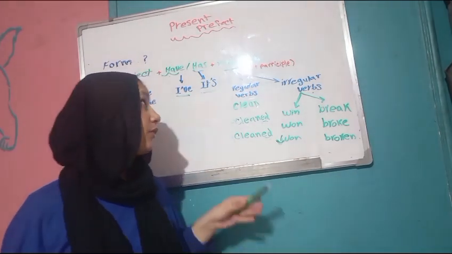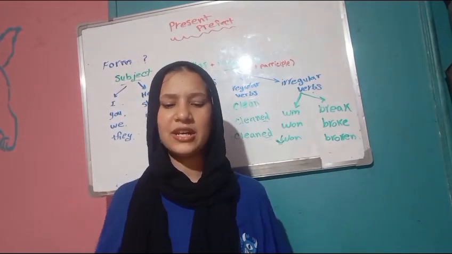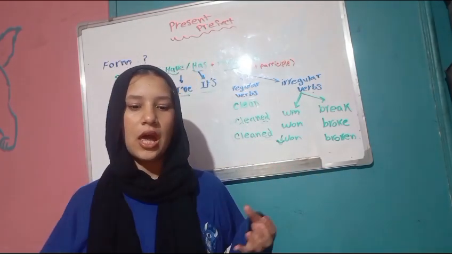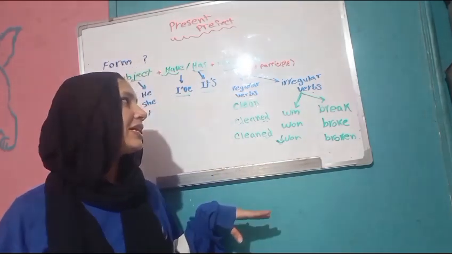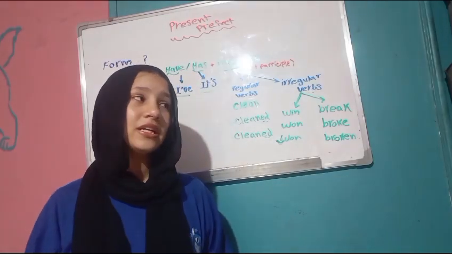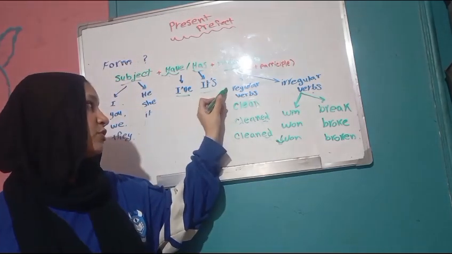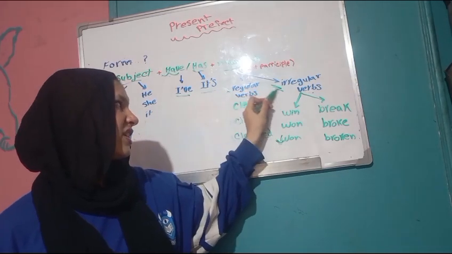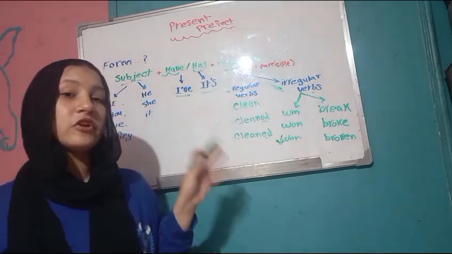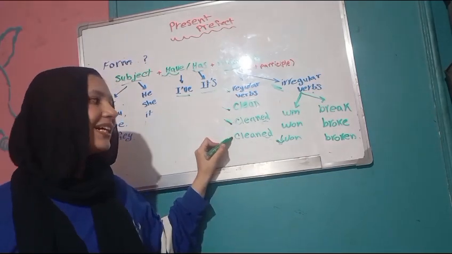So right now, let's learn about the main verb. Actually, when people hear about the main verb, the past participle, they always become afraid and scared. Like, oh my god, it's really hard, but it's not hard. We can simplify it into two parts. The first part is regular verbs, and the other part is irregular verbs.